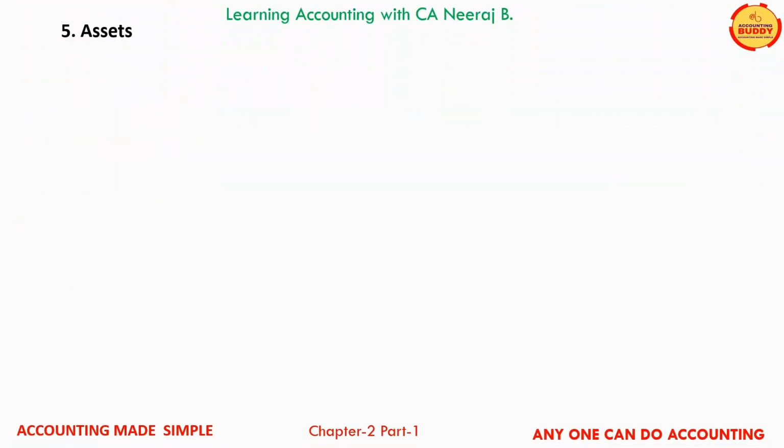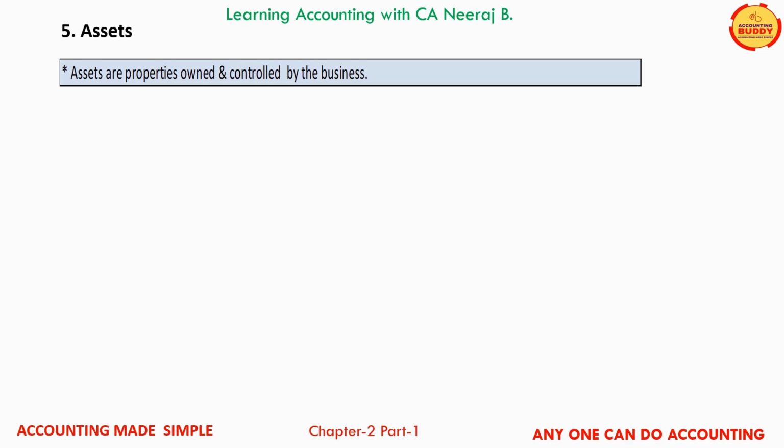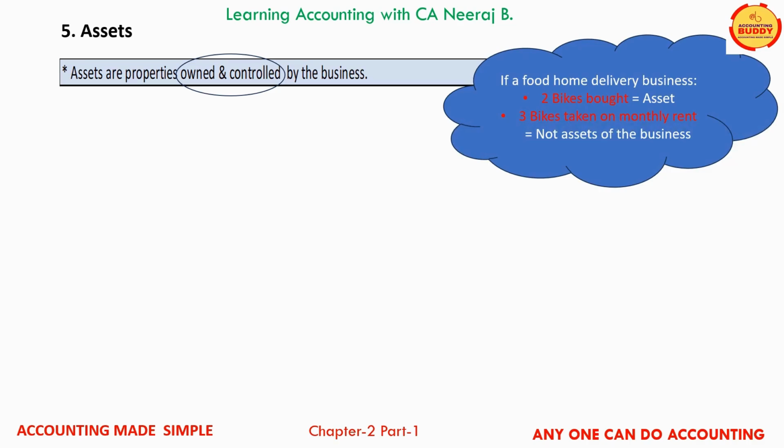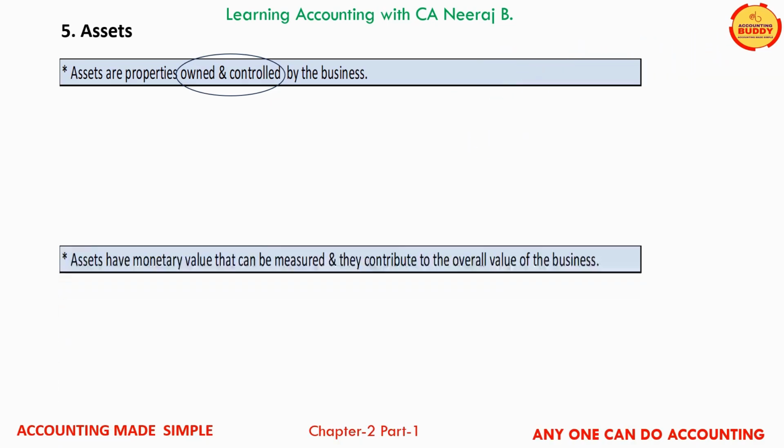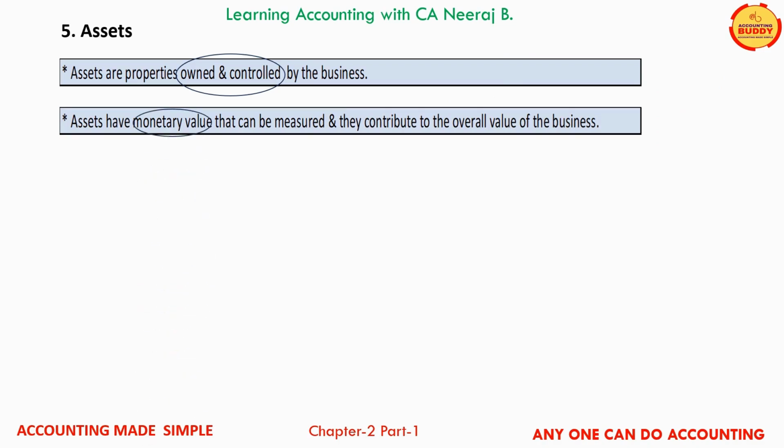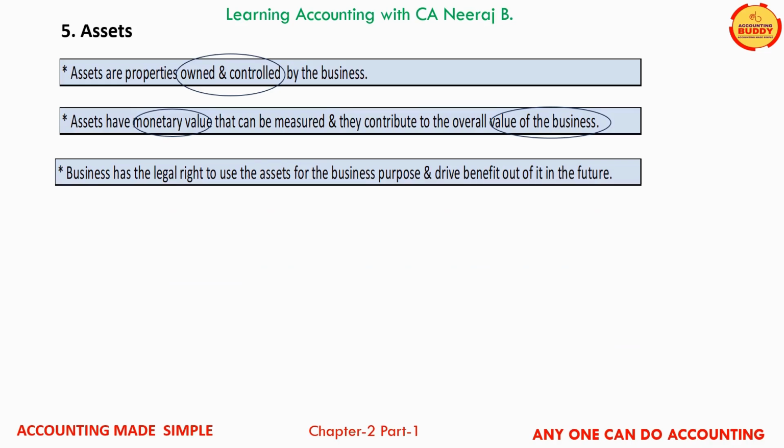The term number 5 which we are going to learn now is the term asset. Assets are the property owned and controlled by the business. Therefore, a property which by its basic nature is an asset, but if it is taken on rent by the business, cannot be considered as the asset of the business. An asset will always have a monetary value. That is how it is recorded in the books of accounts of the business. As the owner of the assets, the business has the legal right to use the assets during its useful life.